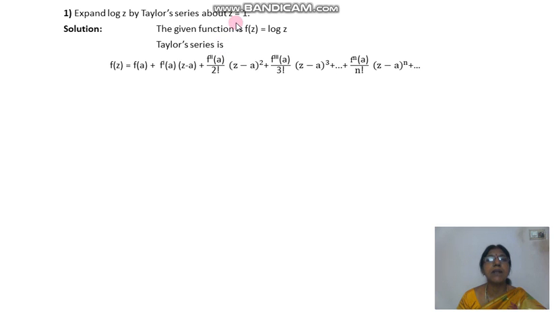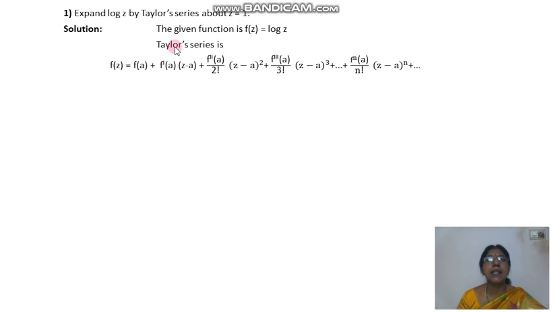Okay, now we see the problems on Taylor series, Maclaurin series and Laurent series. Expand log z by Taylor series about z is equal to 1. First we see what is the Taylor series about z is equal to a. The given function is f of z. We are going to expand this function. Let this function be f of z. F of z is log z. This is the given function. Taylor series is about z is equal to a.